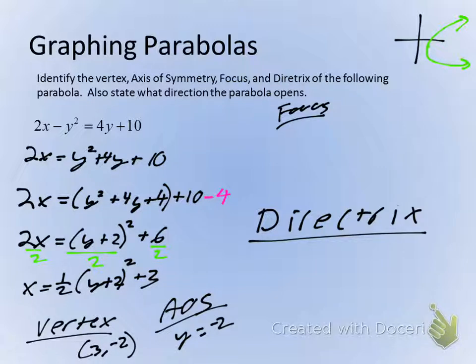Now, we know the focus is in here somewhere, and the focus is in line with your vertex. So from here to here, what point do we know? We know it has a y-coordinate of negative 2, because it's in line with the vertex, which is right there at negative 2 also.